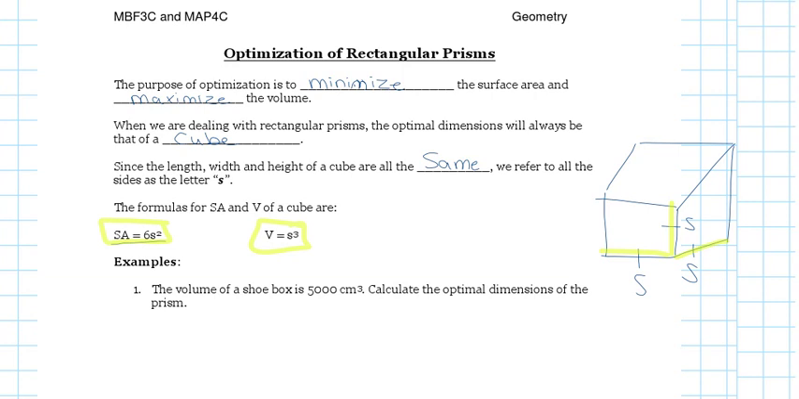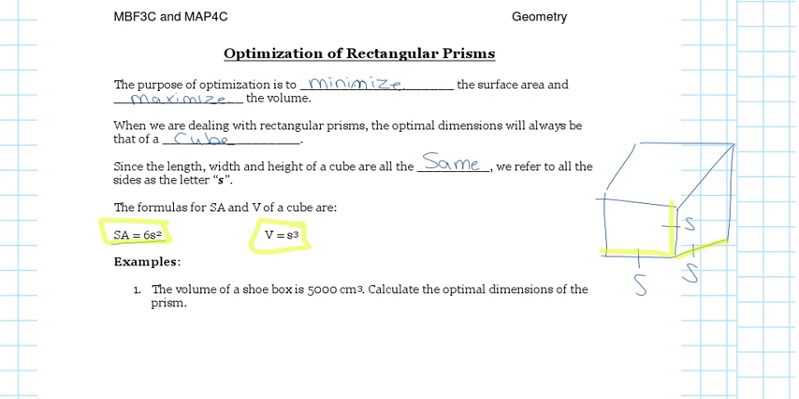So we're going to use these formulas when we're dealing with optimization. Okay? So here's a question. The volume of a shoebox is 5,000 centimeters cubed. Calculate the optimal dimension of the prism. So wherever you read that word optimal, that means you're optimizing. Okay? So you see that in the question here. It's asking you for the optimal dimensions.